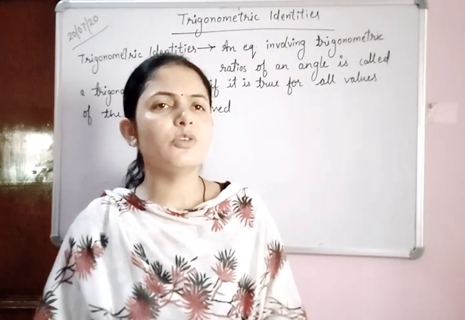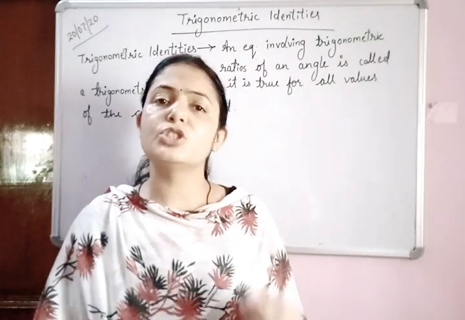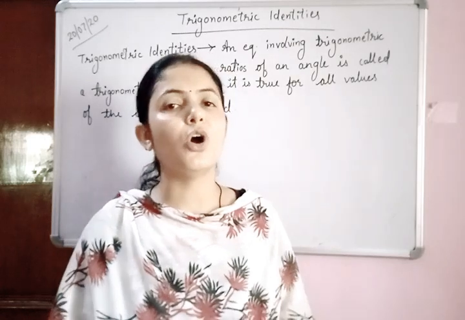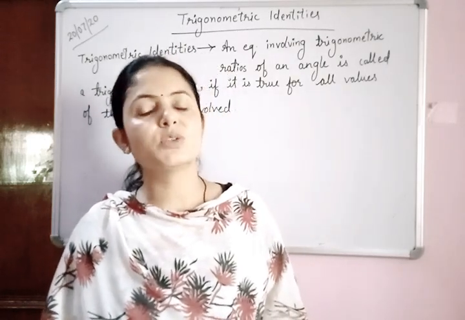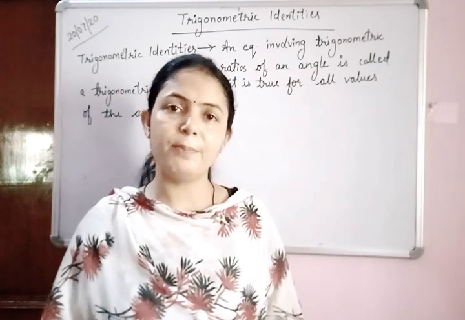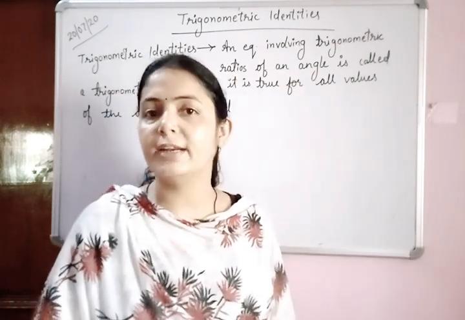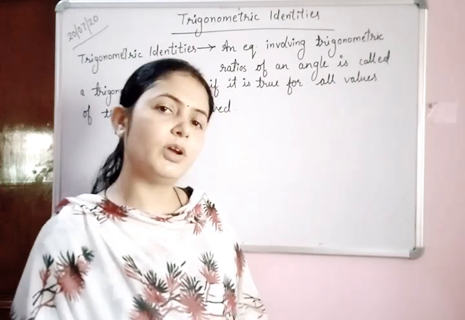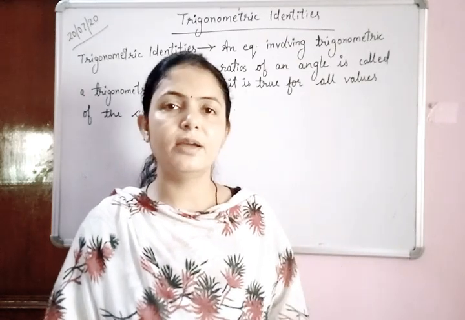Okay, so first of all, what is an identity? An equation which is true for all the values of the variables involved is called an identity. Like (x + y) whole square is equal to x square plus y square plus 2xy. You have learned this equation or this identity in class 9. Okay, this equation is called an identity because this equation is true for all the values of x and y.